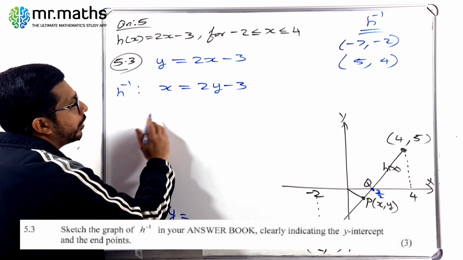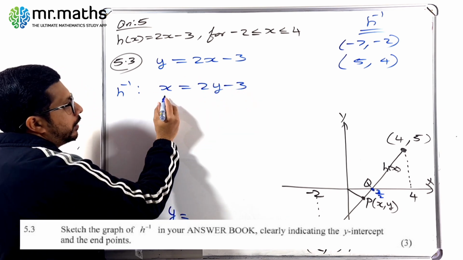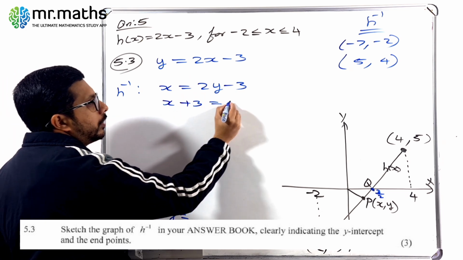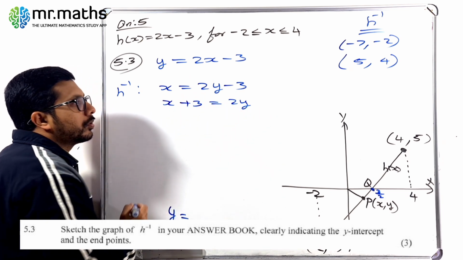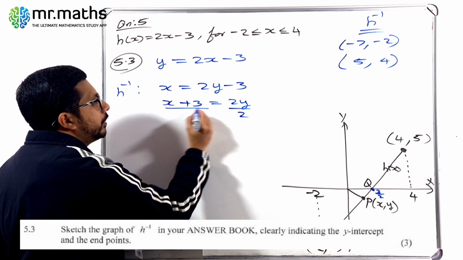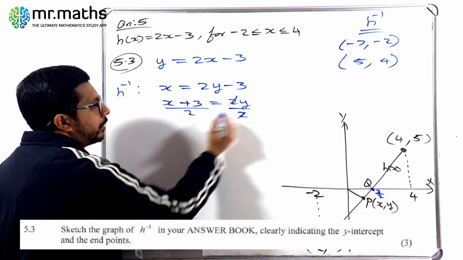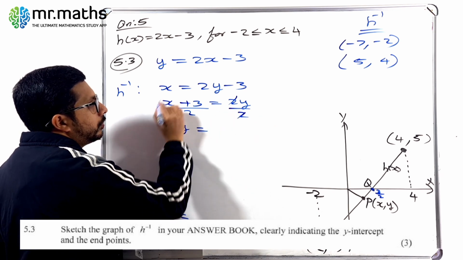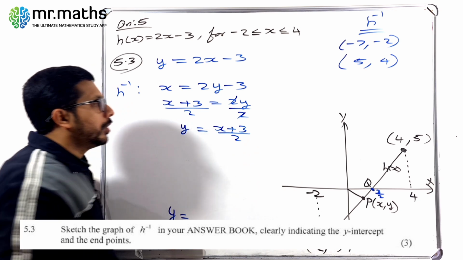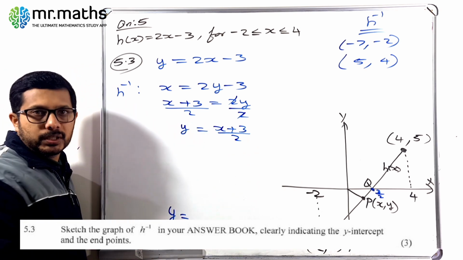Okay, so how can we write this one as y is equal to? Take this minus 3 to this side. So it is x minus 3 on this side, it is plus 3 is equal to 2y. So from here, what is y? Divide both sides by 2. So these 2 cancel. So what is remaining here? y is equal to x plus 3 divided by 2. Now we can see that this is the equation of the h inverse graph.